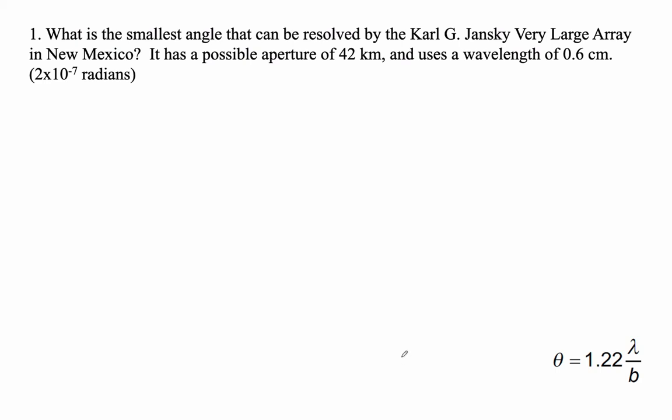What is the smallest angle that can be resolved by the Carl G. Jansky Very Large Array in New Mexico, which, by the way, was formerly known as the Very Large Array. And the reason, well, you'll have to look it up on Wikipedia. This is like one of the coolest things.